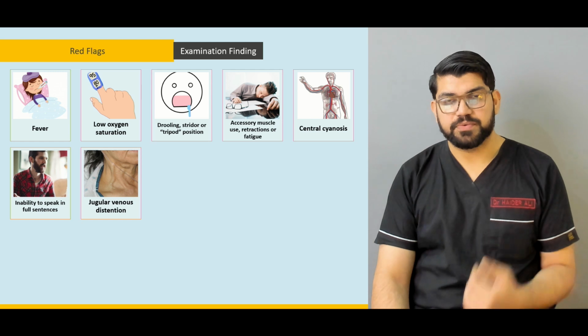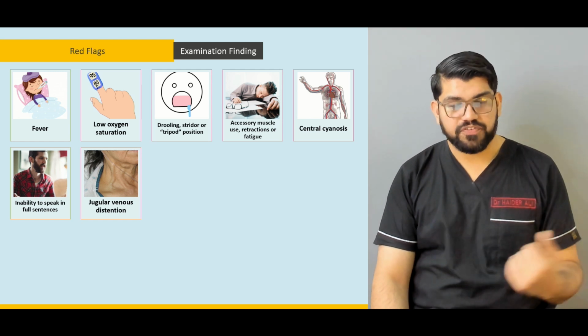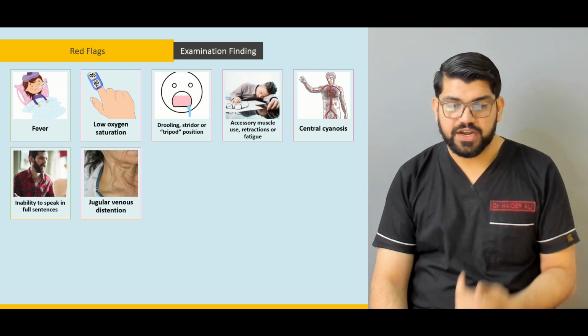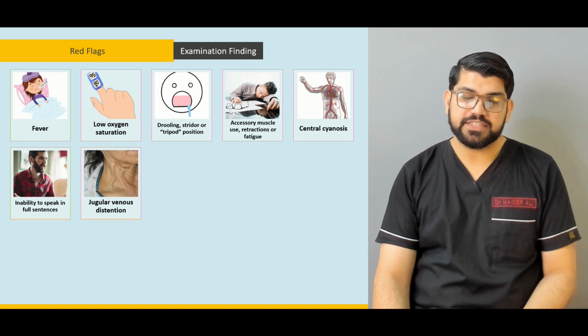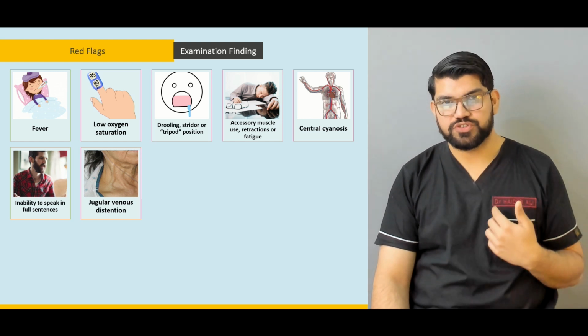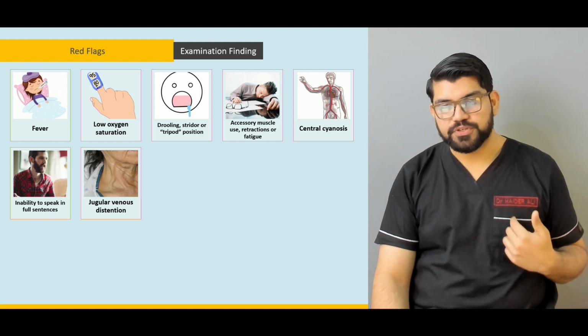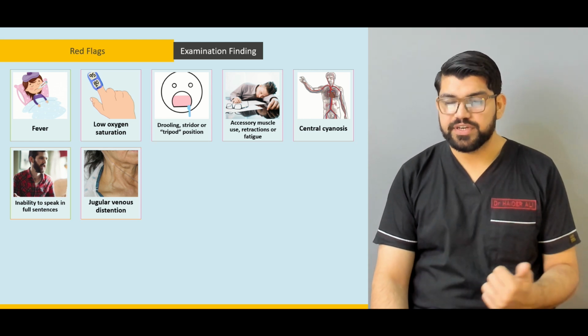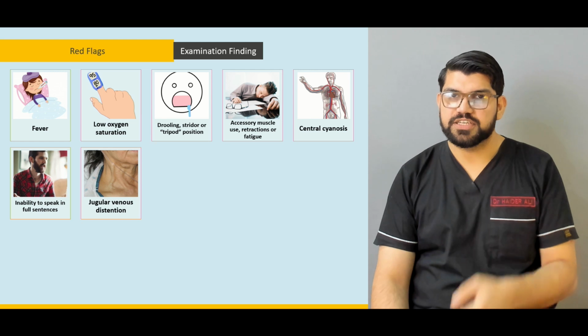JVD: tension pneumothorax, right heart failure. They can present with muffled heart sounds, pericarditis as well. But JVD with a history of trauma and hypertension: think of tension pneumothorax. Treat them in the emergency department.